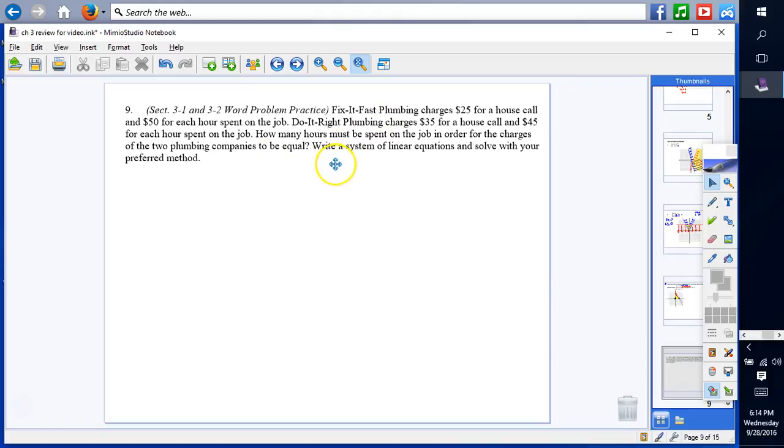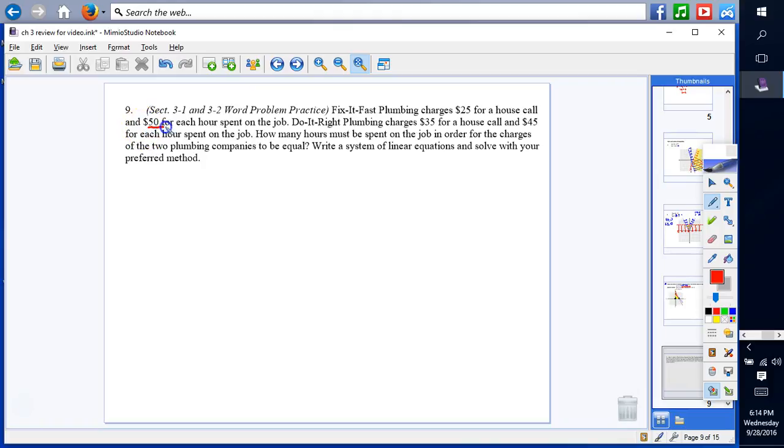We've got these two different plumbing companies, and maybe we're trying to decide which one we're going to pick, and they charge a little differently. This one called Fix It Fast charges $25 just to come to your house. That's what it means for a house call. And then once they get there, if we hire them, they're going to charge $50 for each hour spent.